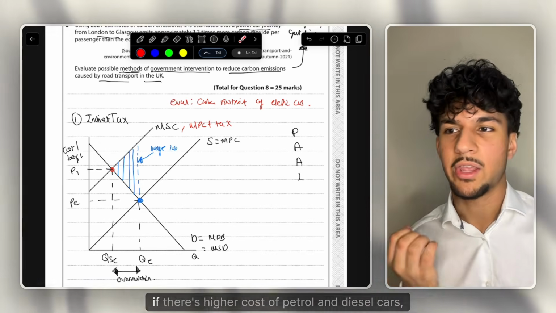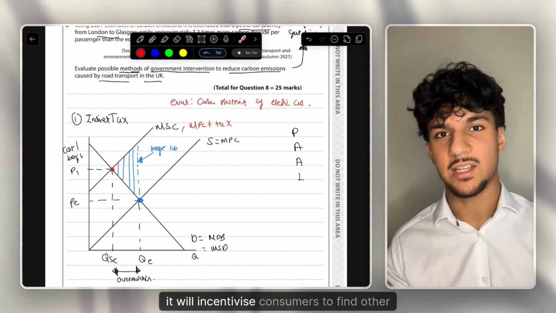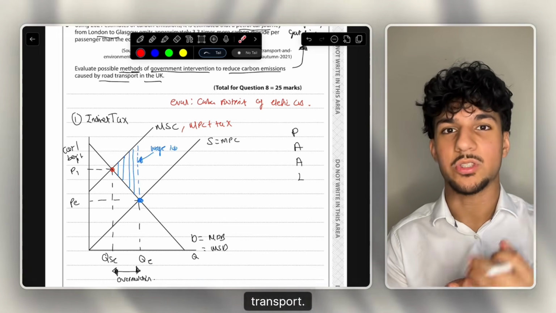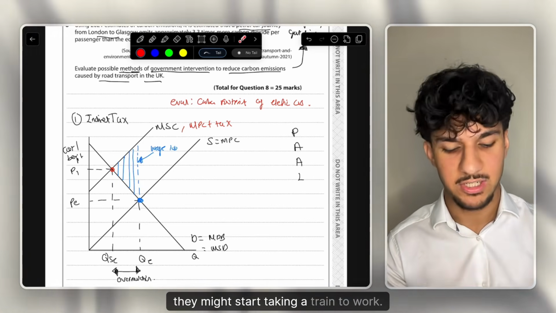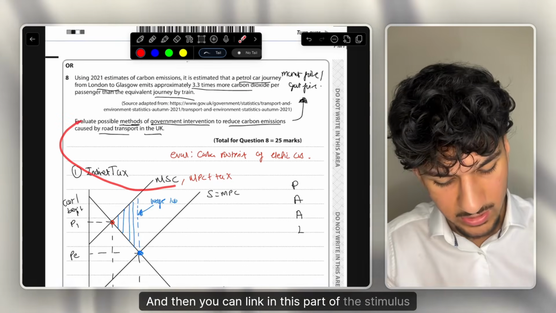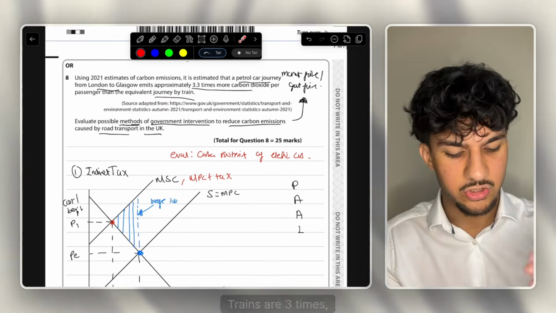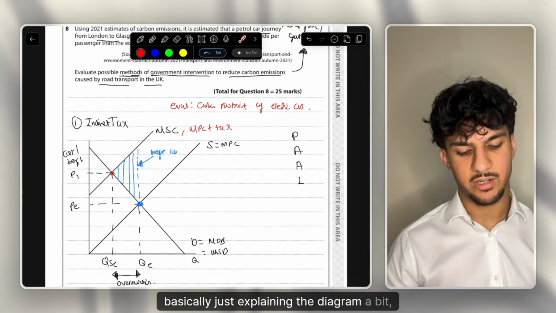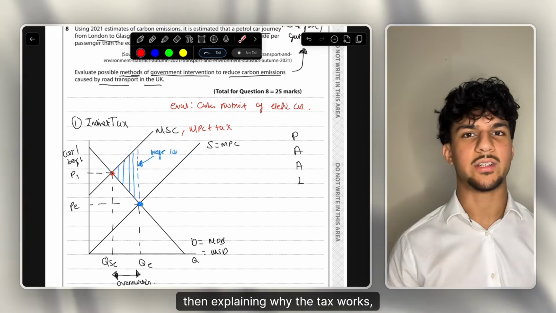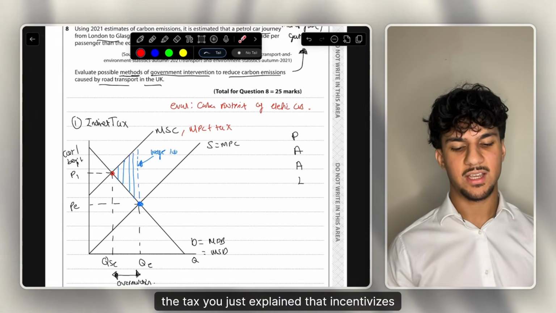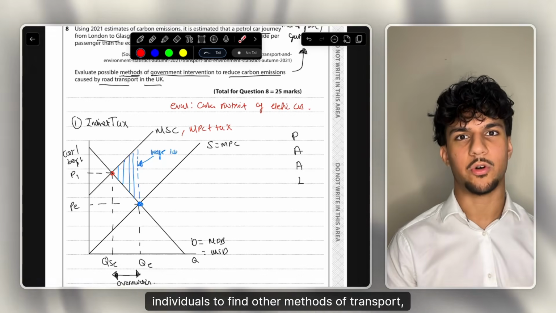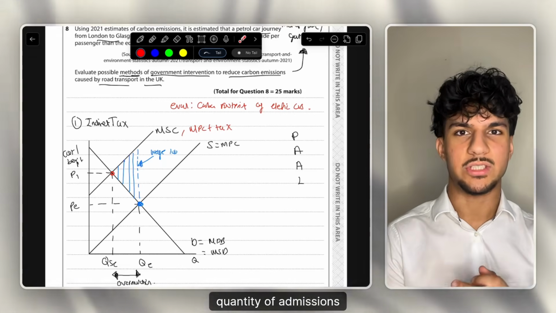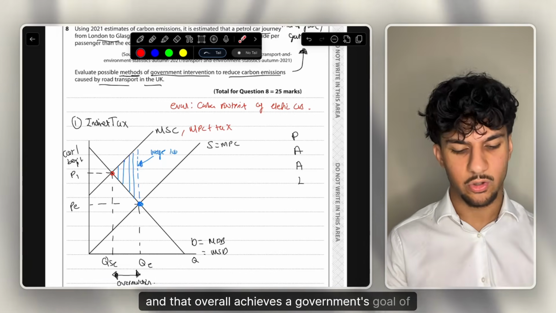Thus, of course, if there's higher costs for petrol and diesel cars, it will incentivize consumers to find other avenues, such as electric vehicles or even public transport. So instead of taking a car to work, they might start taking a train to work. And then you can link in this part of the stimulus, saying that e.g. trains produce 3.3 times less carbon emissions than a car. So basically just explaining the diagram a bit, then explaining why the tax works. The tax incentivizes individuals to find other methods of transport, thus reducing the quantity of emissions, and that overall achieves the government's goal of reducing carbon emissions.